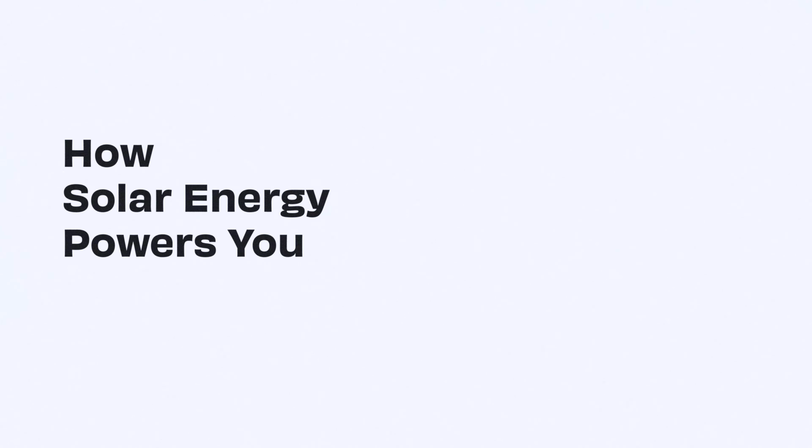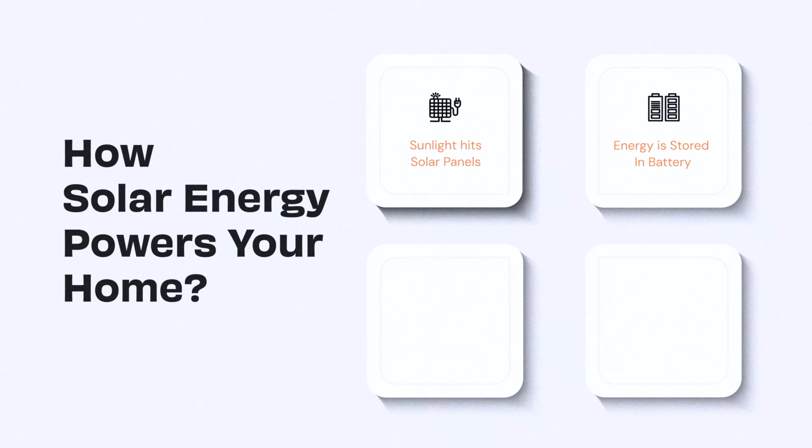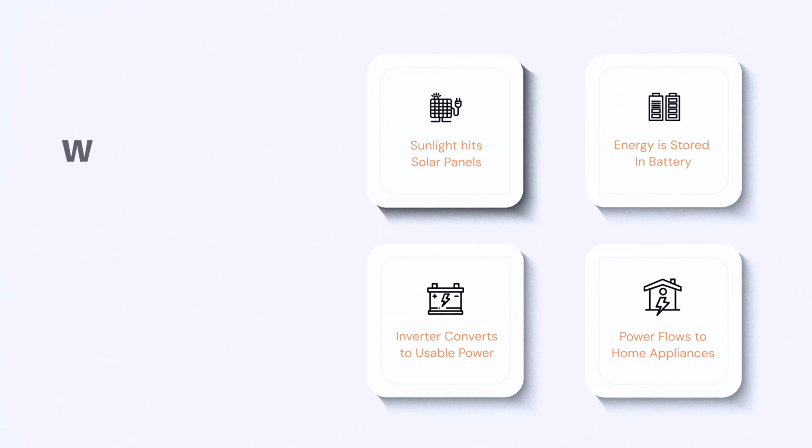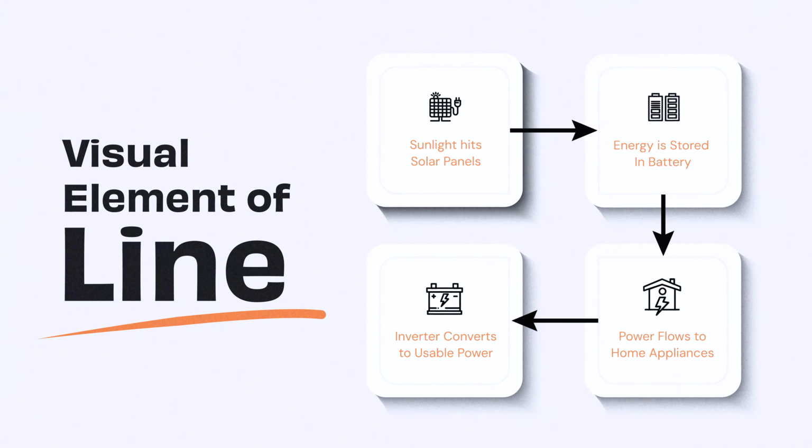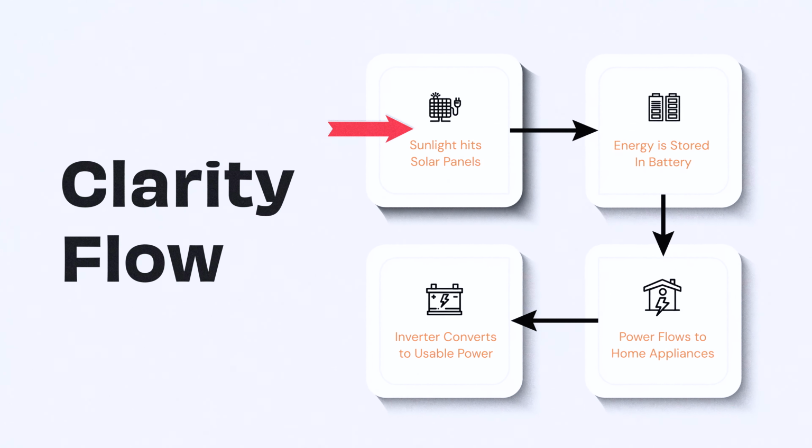For example, imagine you are designing an infographic titled How Solar Energy Powers Your Home. And there are 4 steps to this: sunlight hits the solar panel, energy is stored in the battery, inverter converts to usable power, power flows to home appliances. Without arrows or lines, the viewer finds it hard to follow the sequence, and these 4 boxes appear disconnected. We can solve this by introducing the visual element of lines or arrows between the boxes, which will dramatically improve the clarity and flow. These lines or arrows visually guide the eye through the process in a logical, step-by-step manner, making the process easy to understand.